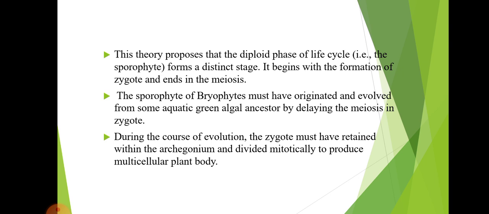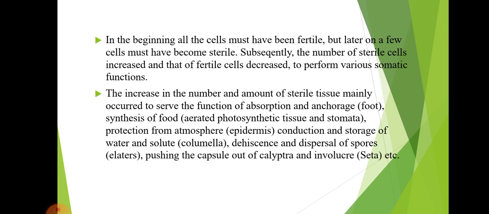During the course of evolution, the zygote must have been retained within the archegonium and divided mitotically to produce a multicellular plant body. In the beginning, all the cells must have been fertile, but later on a few cells must have become sterile. Subsequently, the number of sterile cells increased and that of fertile cells decreased to perform various somatic functions.